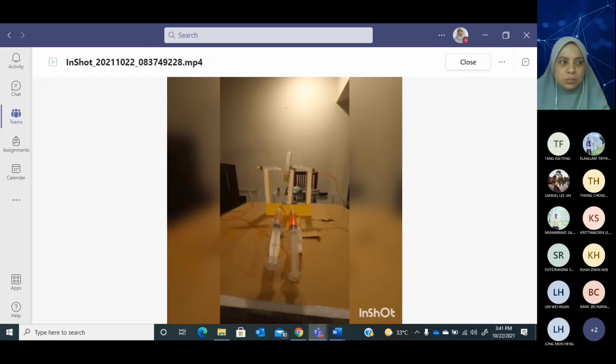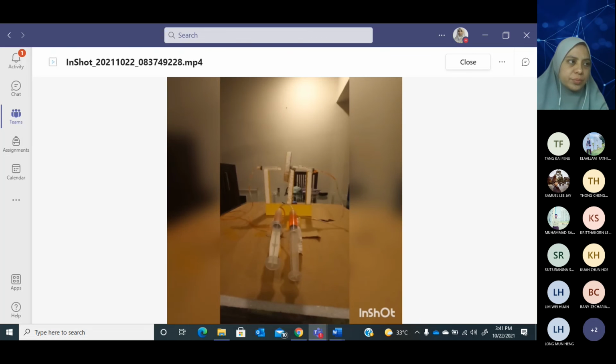What things are required in making this experiment? 4 syringes, foam board, cardboard, 2 pipes, battery connector, battery switch, wire, DC motor.